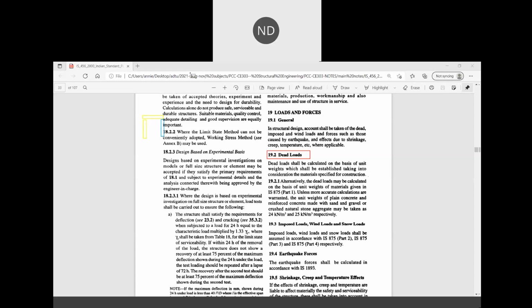Now, according to IS code, what does the IS code say? The IS code says that dead load shall be calculated on the basis of your unit weight. If you sometimes forget, you have these things in your IS code only. So when you have your IS code with you, it becomes so easy for you to remember. These are generally known things, but if you want, you can go through your IS code. In the exams also, you can carry this IS code with you, and then you will get to know all of it.